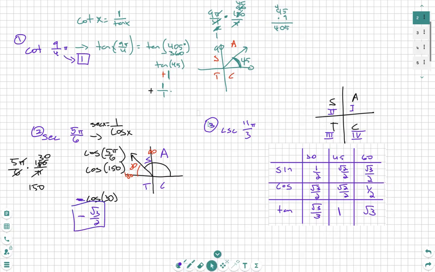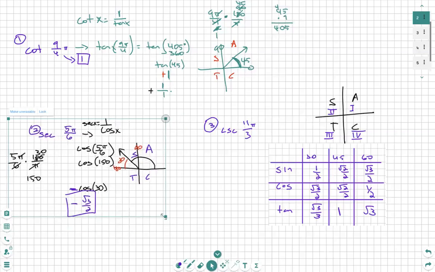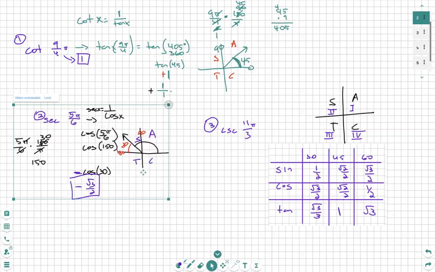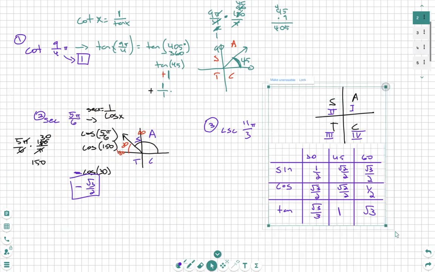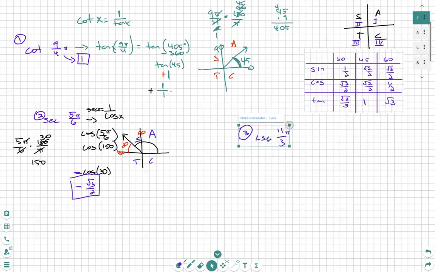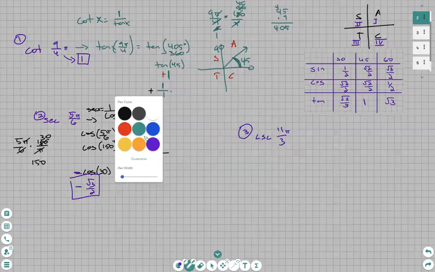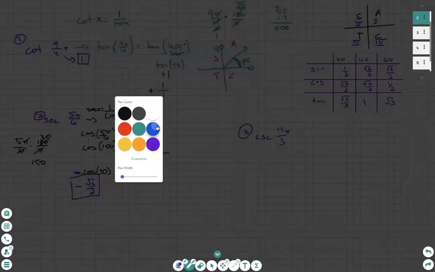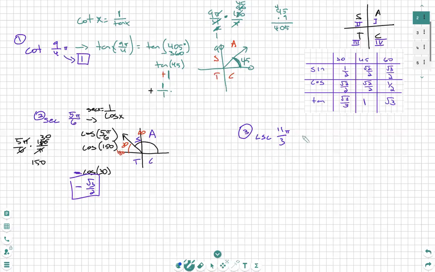Done. And then we'll go over one last problem, and we can be done. All right, I'm going to also move this. Put this up here. Okay. So our next problem, we have cosecant. Cosecant is the reciprocal function of sine.